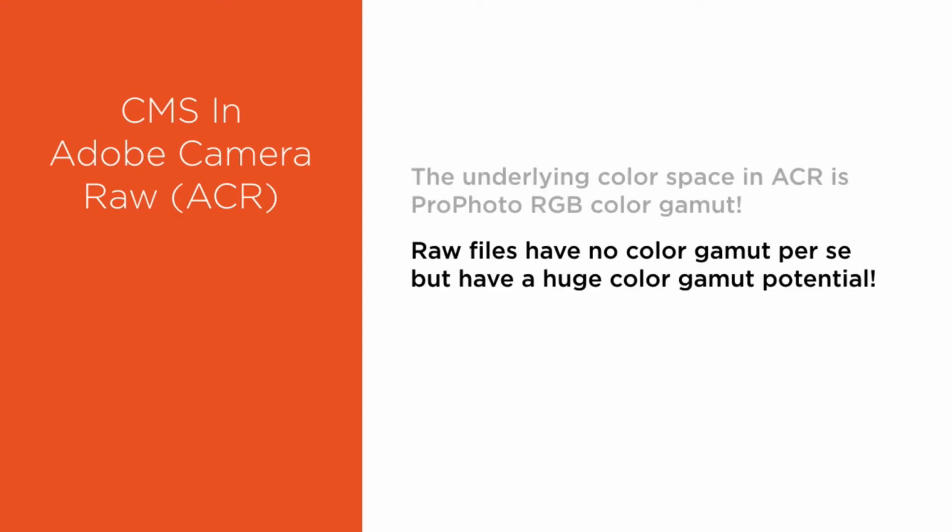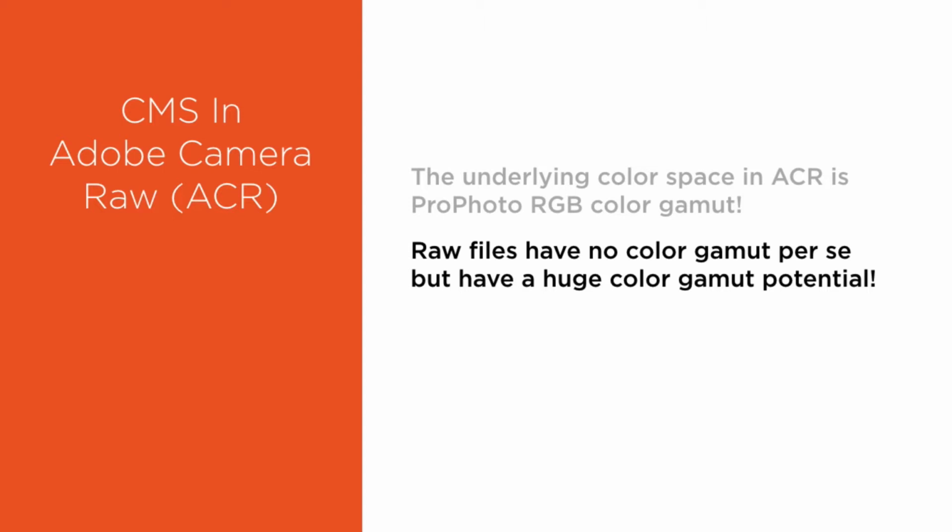Now, raw files do not have a color gamut per se. In fact, digital cameras and scanners don't really have a color gamut, and we don't have time to go there. But the important thing to understand is that raw data has the potential to render the data that you've captured from the sensor in RAW to a color space like Adobe RGB or sRGB or ProPhoto RGB, and it has a very large color gamut potential.